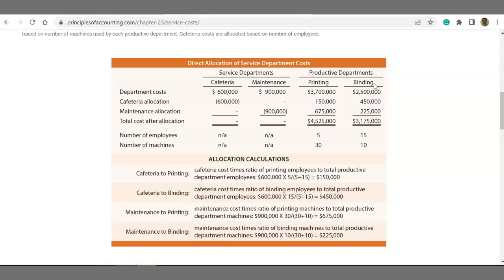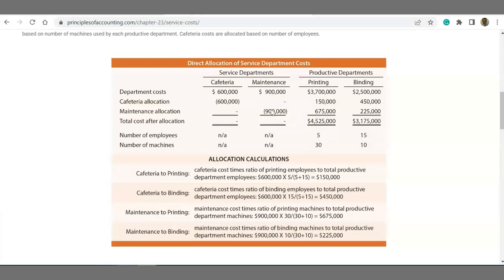But for binding, we have 15 out of 20 employees. So we have more employees in here. Therefore, binding, we get $450,000 out of that 600,000. So that's how you allocate directly to every productive department. That's why you call it direct method.